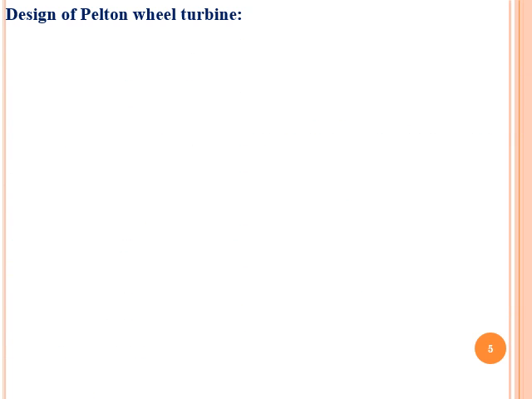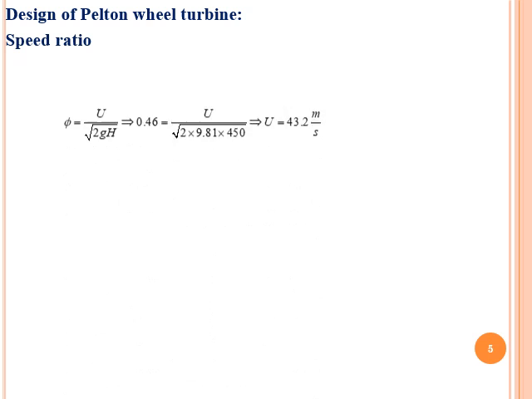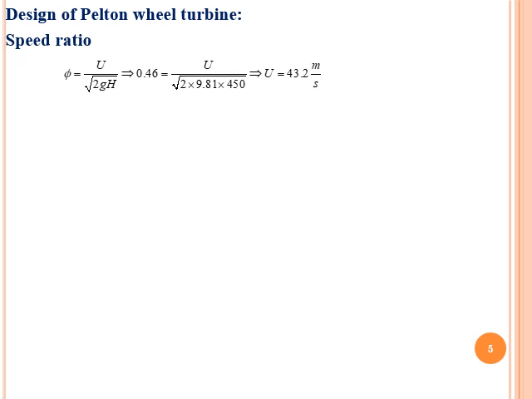The second part of the numerical is to design the Pelton wheel turbine. First of all, by using the speed ratio formula, the speed ratio equals U by V1, where V1 equals square root of 2gH. Here the speed ratio value is taken as 0.46 and head is 450 meter. Substituting the values in this expression, we find the value of u equals 43.2 meter per second.